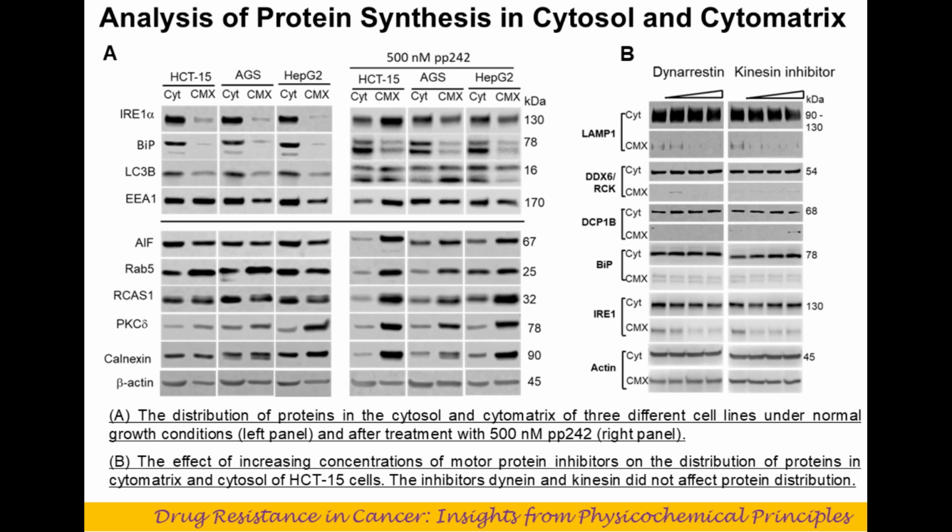The mTOR inhibitor, PP242, inhibits interdependent protein translation. Treatment of cell lines with PP242 caused many proteins to localize within the cytomatrix. Due to the observed changes in protein concentrations in the cytomatrix, it was important to determine whether proteins were moving from the cytosol to the cytomatrix or if protein synthesis in the cytomatrix was being enhanced. In this study, cells were treated with inhibitors of dynein and kinesin, and the levels of proteins in the cytosol and cytomatrix were compared. However, there was no significant exchange of proteins between the cytosol and cytomatrix.